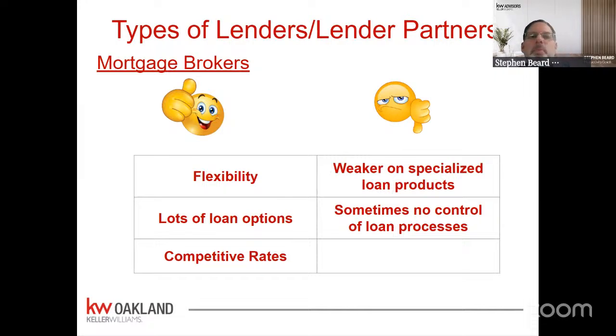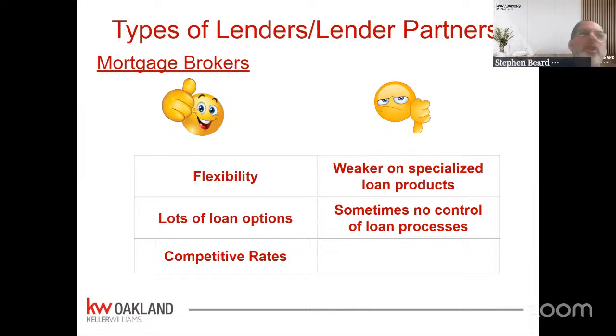Then there are mortgage brokers. Now, a mortgage broker is like a real estate broker, technically. You know how as a real estate broker or a real estate agent, we connect buyer and seller? A mortgage broker connects borrower and financier. So they can be incredibly flexible.